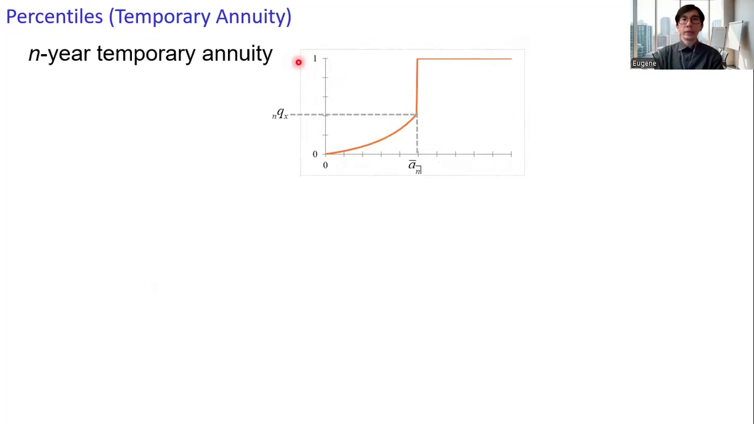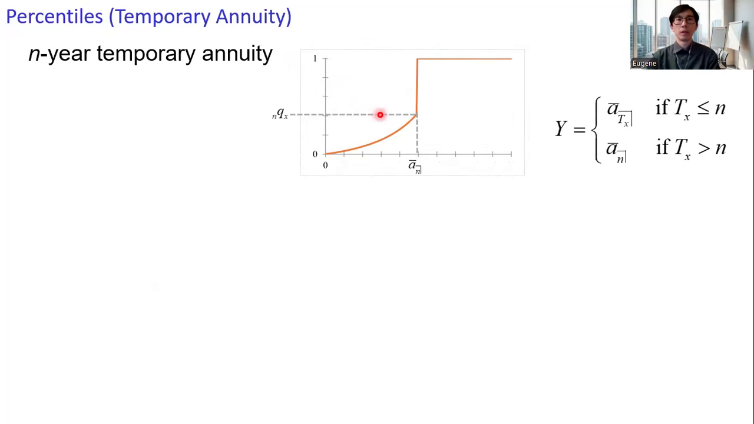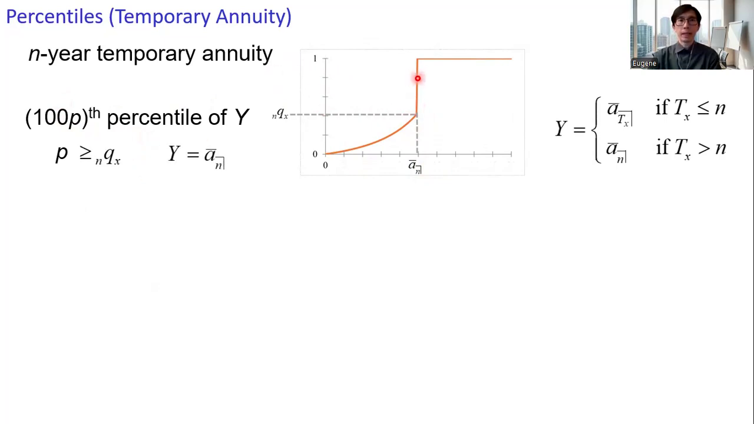For the temporary annuity, we have the maximum. The maximum for Y is A bar angle N. To get the 100 times Pth percentile of Y, if P is greater than or equals NQX, then the value for Y is the maximum, A bar angle N.